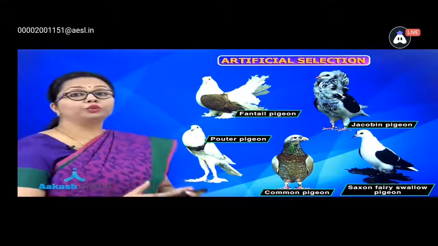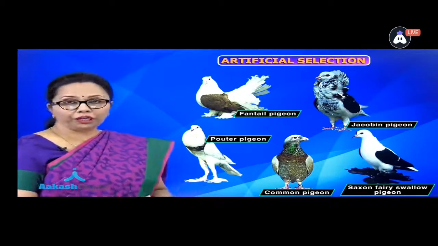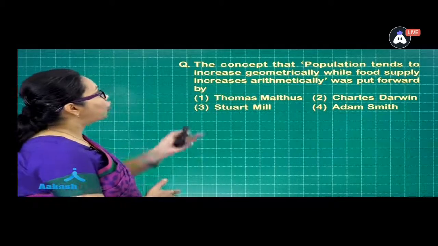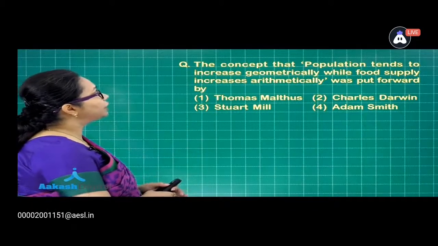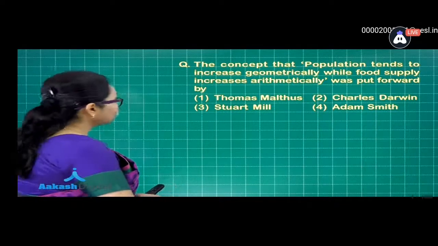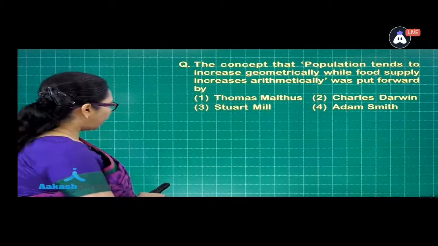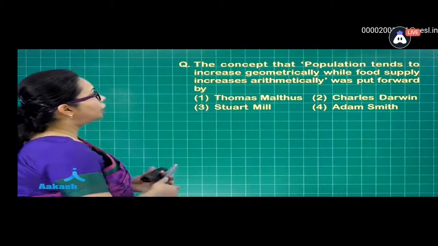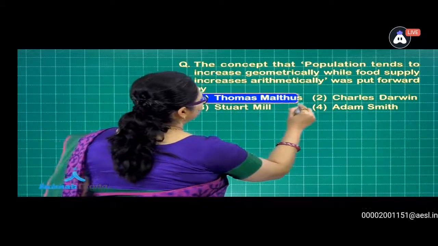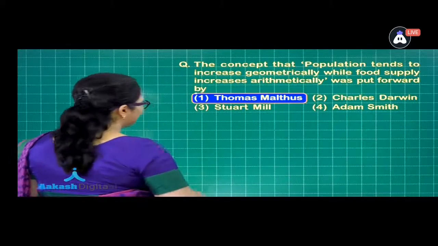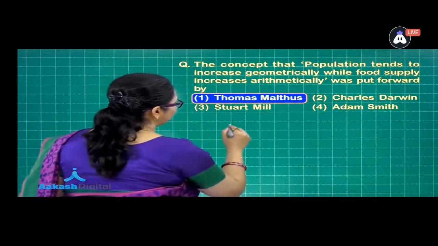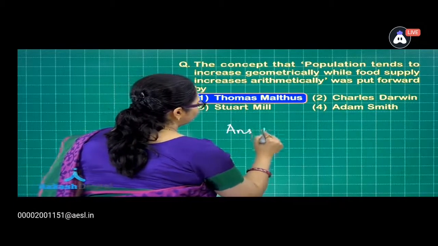Now, before we go into the more details of the theory, let us first discuss a few questions. So here, the concept that population tends to increase geometrically while food supply increases arithmetically was put forward by. Now, we have just now mentioned that this was from Essay on Population by Thomas Malthus. So here, our correct answer is option one.